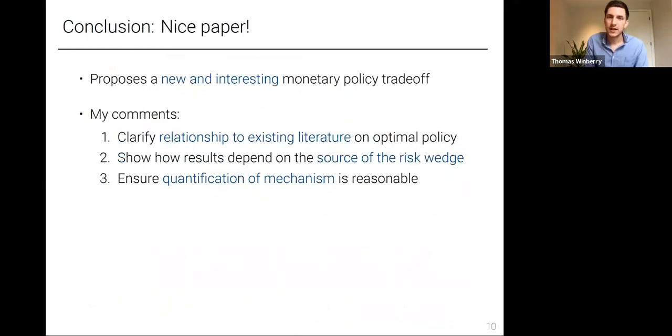That's it, that's all I've got to say. Again, the main thing I hope you take away from the discussion is that this is a very nice paper. I learned a lot from it, and I thought this was a very interesting monetary policy trade-off. I just had some comments on how to relate that to the optimal policy, or how those conclusions depend on the source of this risk wedge, and whether the calibration is reasonable.